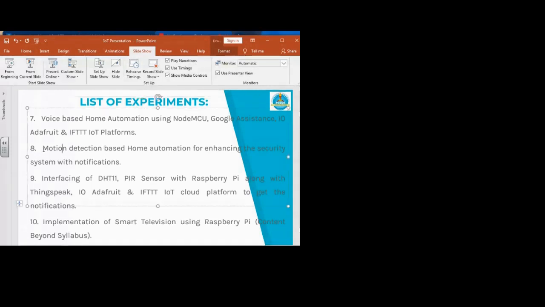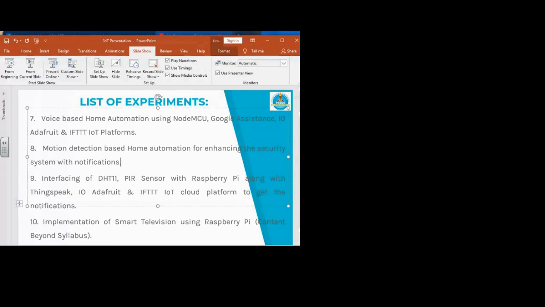The next one is motion detection based home automation for enhancing the security system with notification. Whenever I say notification, you need to use IFTTT and Adafruit compulsorily. Unless you configure them, you'll never get the notification. Got it? And for motion detection, we need to use, again, which sensor? Can anybody tell me which sensor can be utilized for detecting motion? You can write your answer in the chat box.